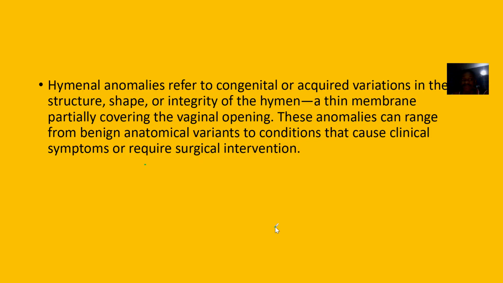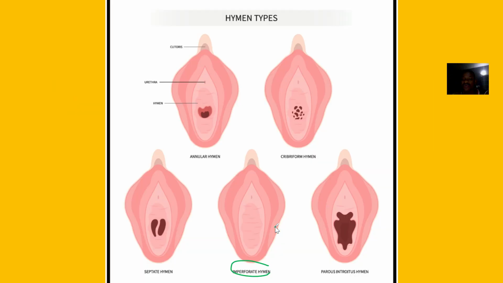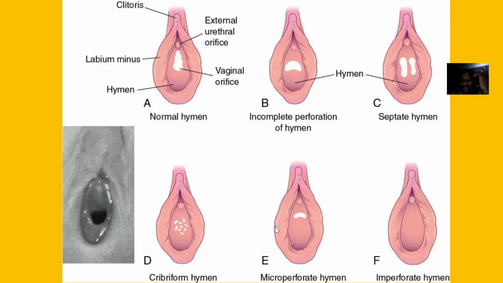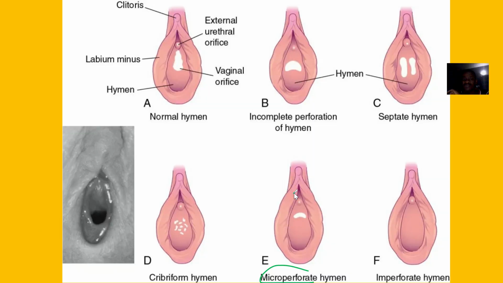You understand? Then we have microperforate hymen. There's a very small opening in the hymen. It's not shown here, but you can just imagine it. This is microperforate, a very small hole in the hymen. Then Cribriform Hymen, there are multiple small perforations. There are perforations, but there are so many. This is a Cribriform Hymen.